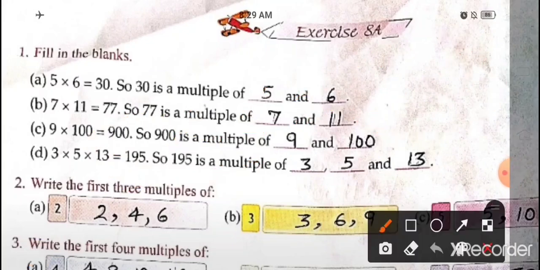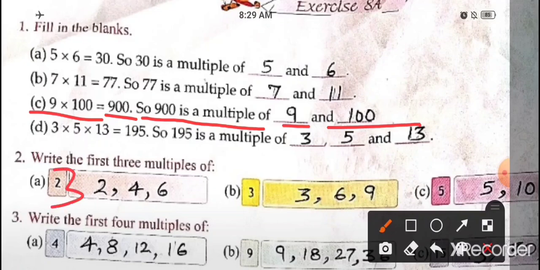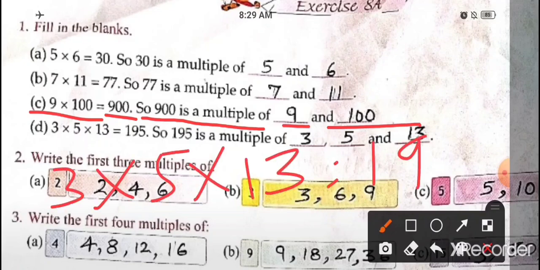Now B part, 7 multiply 11 equal to 77. So 77 is a multiple of 7 and 11. Now so on, 9 multiply 100 equal to 900. So 900 is a multiple of 9 and 100. D part, 3 multiply 5 multiply 13 equal to 195. So 195 is a multiple of 3, 5 and 13.